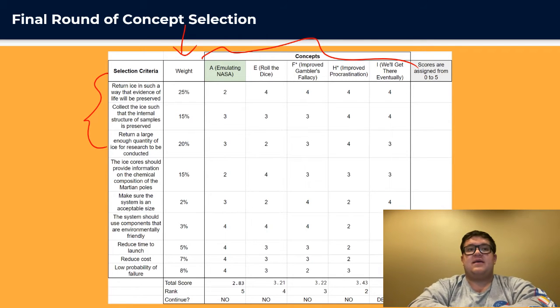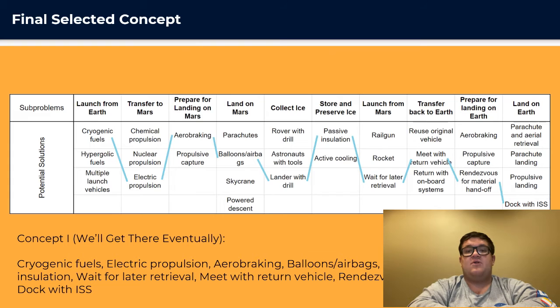The final selected concept is a multiple launch concept where the lander to collect the samples and the spacecraft to retrieve them and take them back to Earth are launched separately. During the mission, electric propulsion is utilized for its high efficiency, and aerobraking is used to slow down at Mars. Landing is accomplished via the airbag landing system similar to that used on the Spirit and Opportunity rovers. To collect the samples, a stationary lander with a drill is used, and where possible, passive cooling and insulation is used to keep the samples frozen. The second spacecraft will retrieve the samples and take them back to Earth, where it will rendezvous and dock with the ISS, where the samples can be returned as needed.